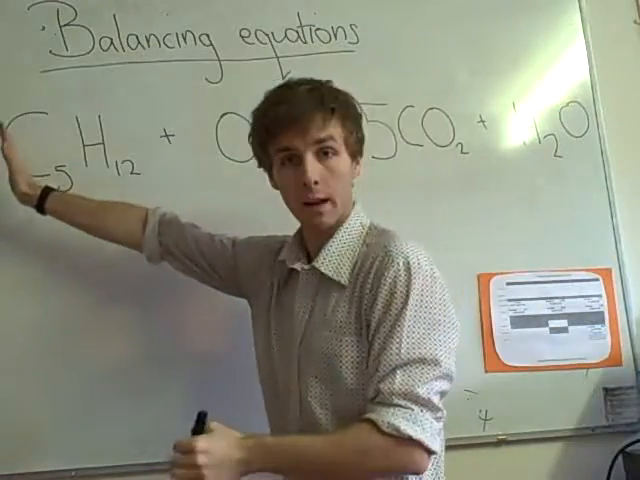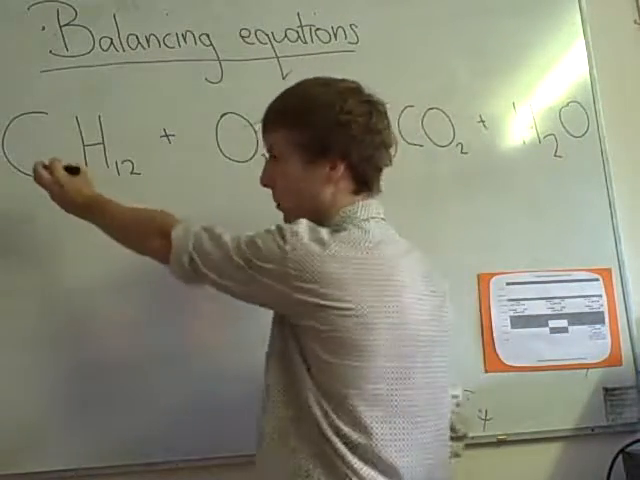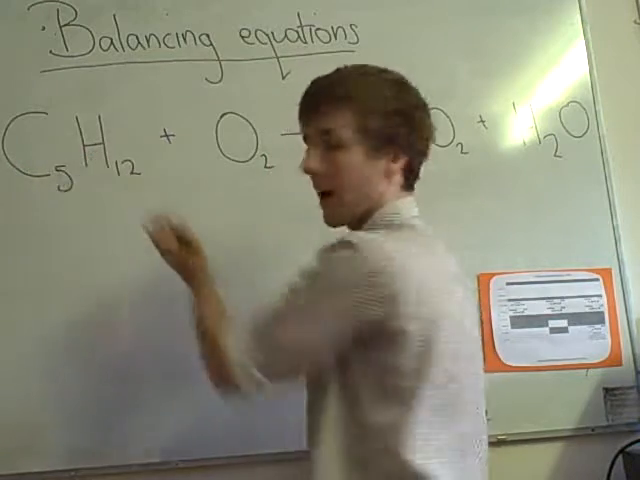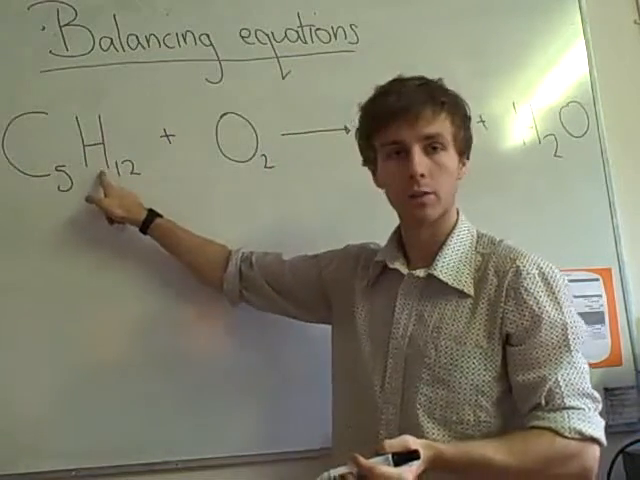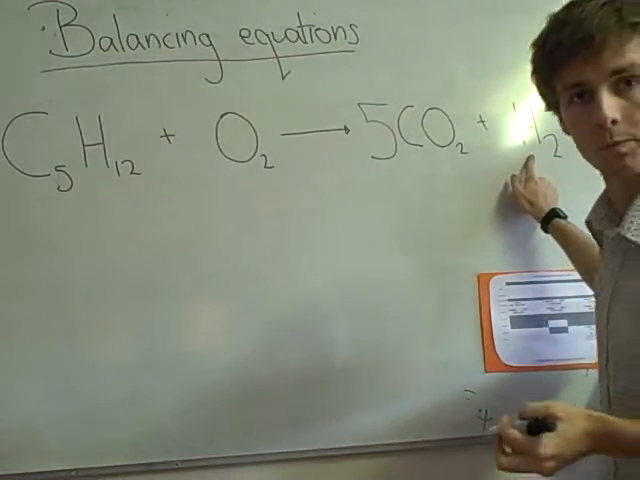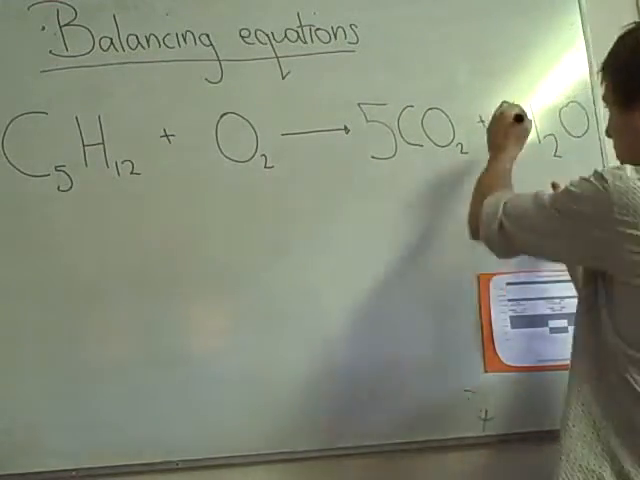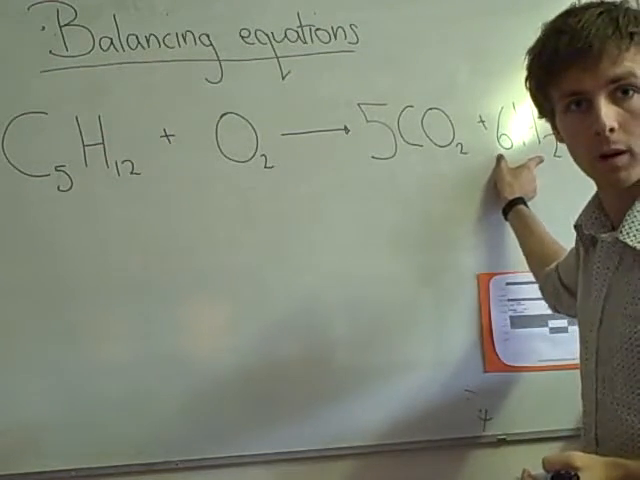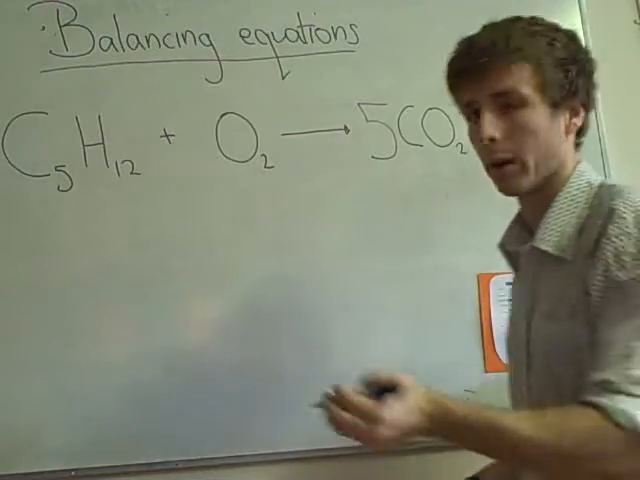Bingo. I then take my hand, my pen, whatever, my pointing instrument, and I move it on to the next element, hydrogen. I've got 12 hydrogens on this side. Let's look how many I've got on the other side. I've got 2. Okay, so let's see. If I do 6 at the front, that's 6 times 2, that's 12. That's all balanced now. Bingo.